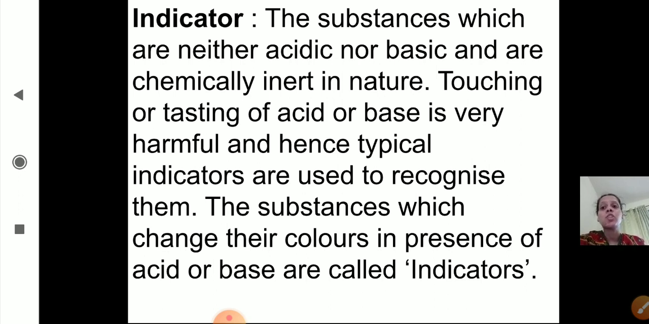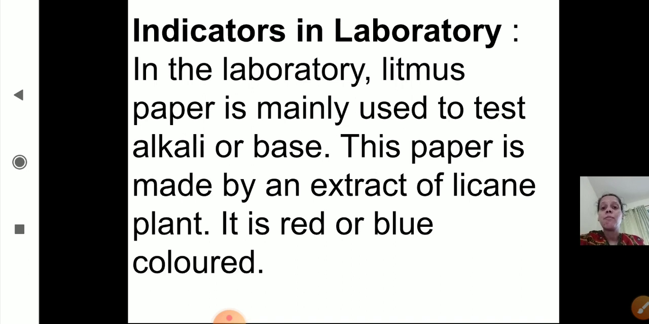The substances which change their colors in the presence of acid or base are called indicators. So this is the definition. What is the definition for indicators? Indicators means the substances which change their colors in the presence of acids and bases. Now there are different indicators in the laboratory. Which indicators are available in the laboratory?